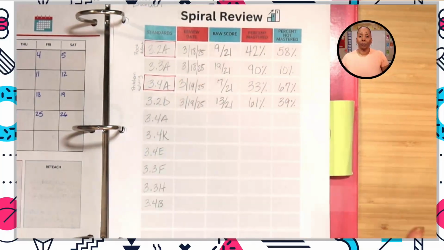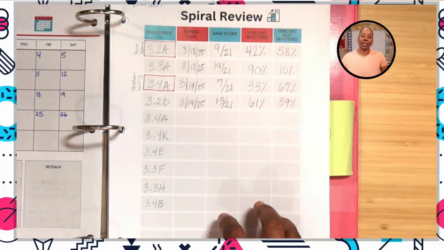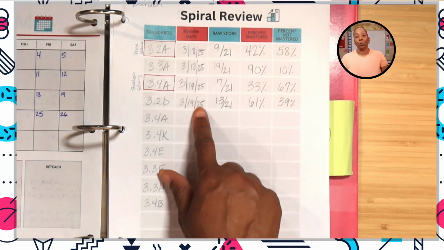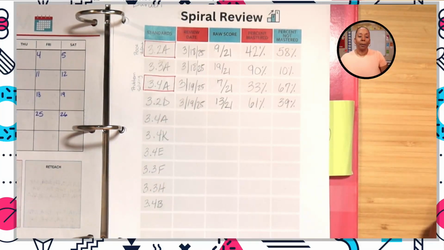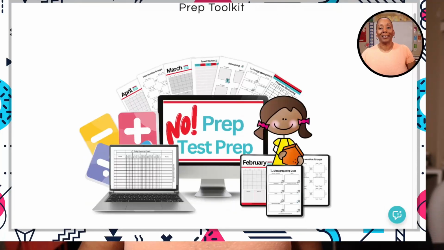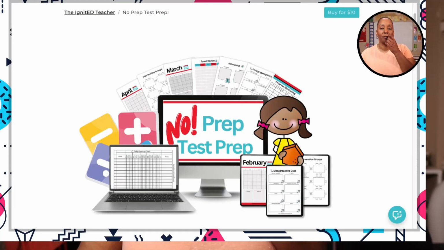Now, this is important. Tracking your data is very, very important, and that's why I put this in here. But back to the toolkit, you not only get that, but you can disaggregate. You have disaggregation of data. You have small group templates.